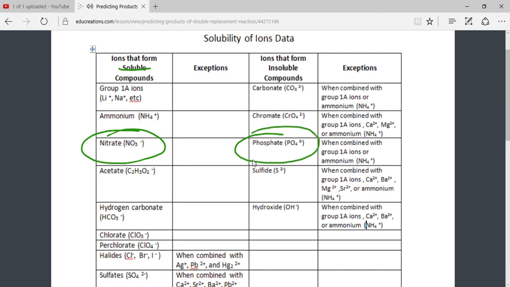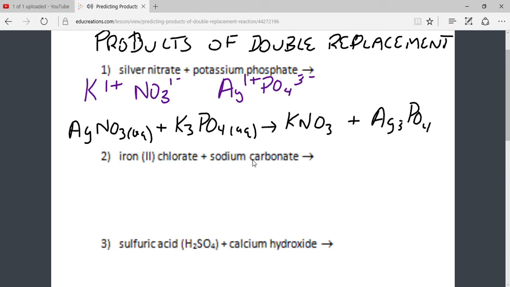However, phosphate ions are typically insoluble unless combined with a group 1A ion or ammonium. In this case, our phosphate compound is the insoluble compound. Therefore, we will mark these compounds accordingly. One will remain soluble in water, given the symbols AQ, the other insoluble in water, given the symbol S for solid. Since the phosphate compound is insoluble in water, we give that the symbol S for solid, and the nitrate compound remains aqueous. We give that the symbols AQ.